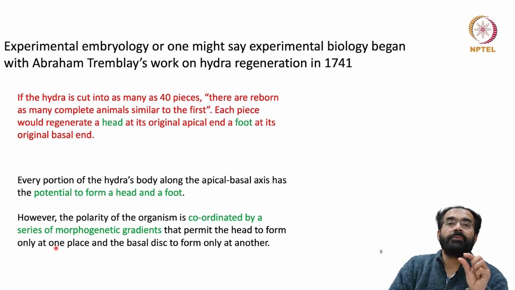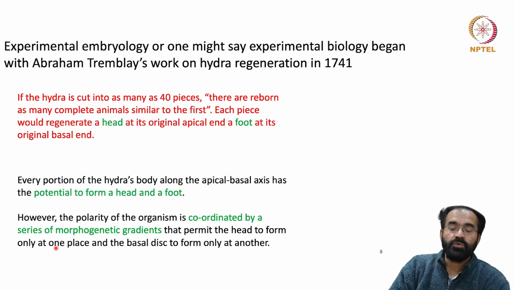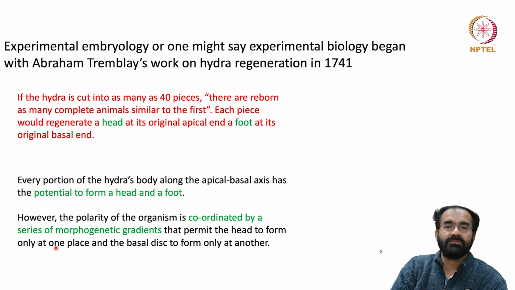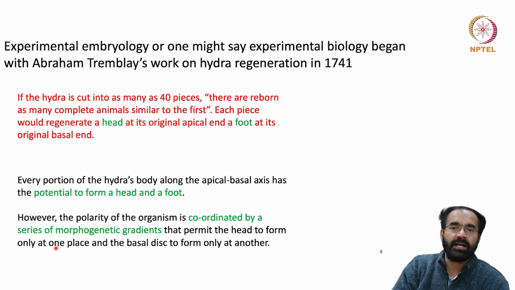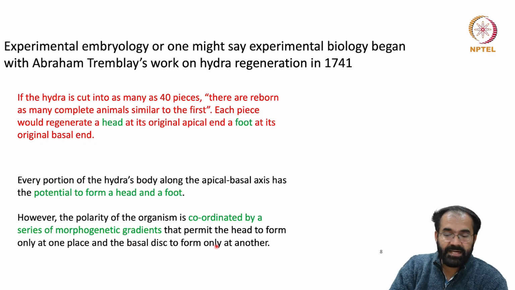When you take a body piece of Hydra, you won't get three heads all over the body, one head above the actual place, one on the left side, one on the right side. You don't get like that. You get only one head, no matter what is the slice size. This is something very interesting.